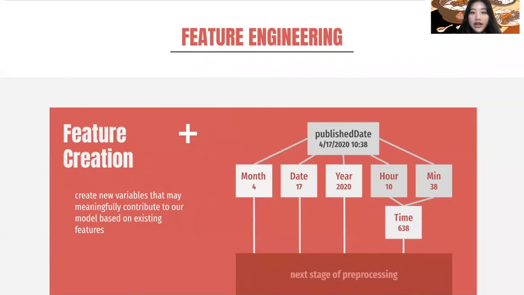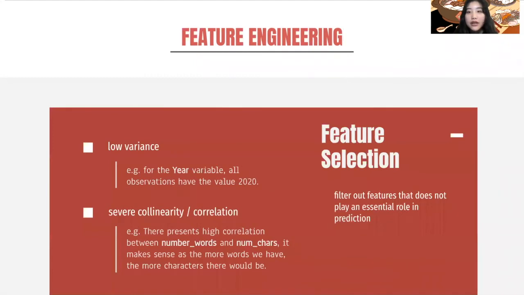The other approach is feature selection. Here we try to filter out free riders that would not play important roles in prediction. Two cases that we noticed would be variables of low variance, for example, where all the years are 2020, and severe correlation or collinearity, which means the information it carries is also provided elsewhere, so this might be redundant.